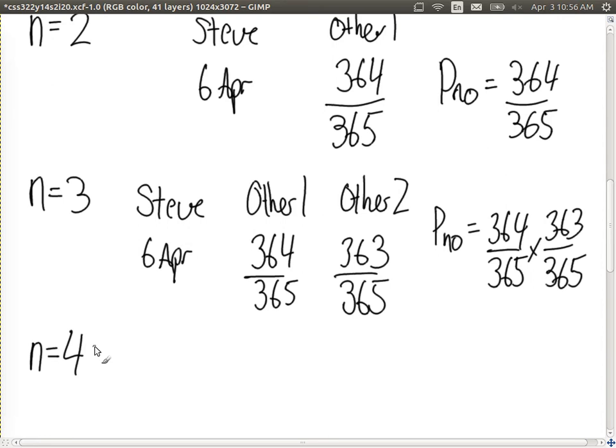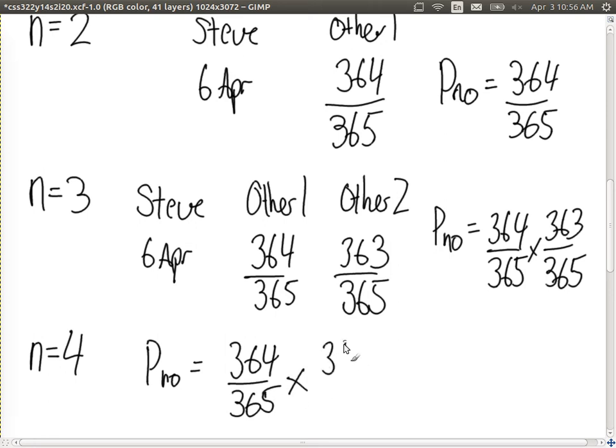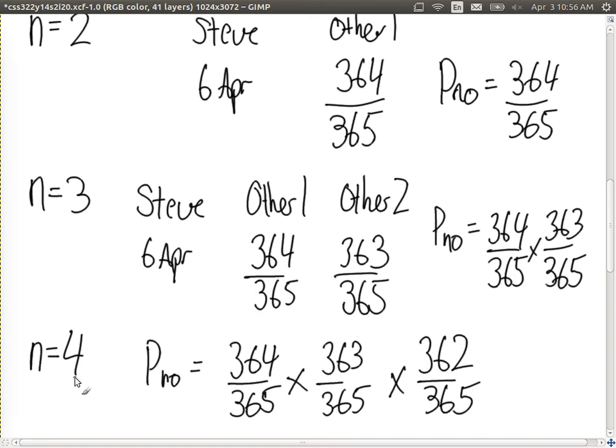We said we're ignoring leap years. I'll leave it as homework to calculate with leap years. We'll see that we're not caring about birthdays, we're going to care about hash collisions, and there are no leap years involved there. So in this case, the probability that no one shares a birthday would be 364 out of 365, times 363 out of 365, times 362 out of 365. And we could extend that for n.